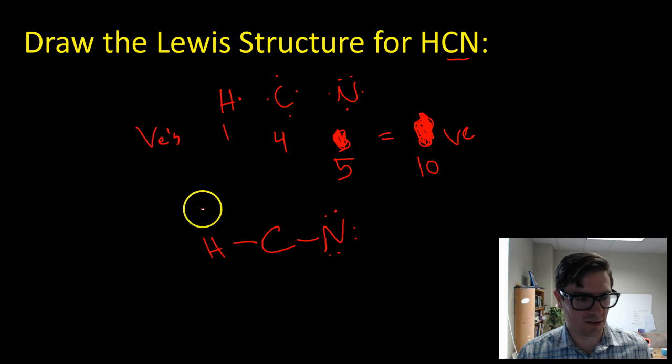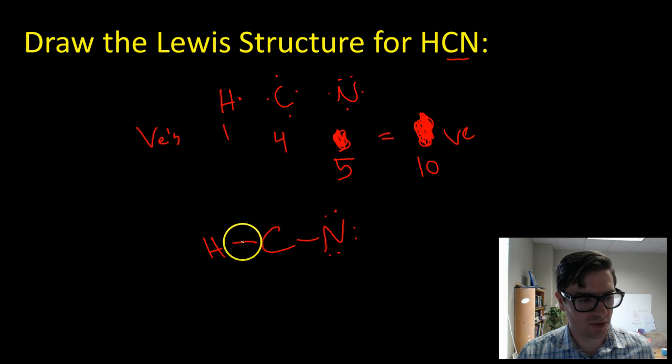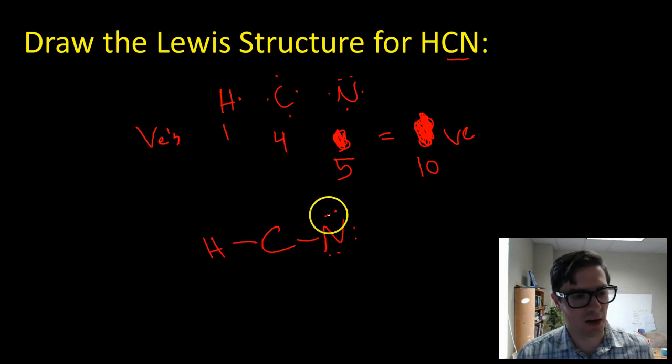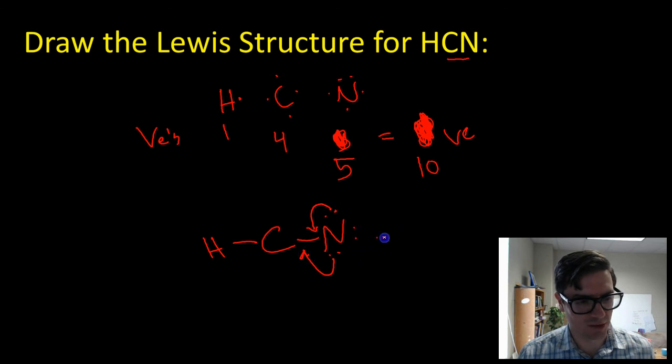Now we look for our octets. Hydrogen has its octet fulfilled. Nitrogen has 1, 2, 3, 4, 5, 6, 7, 8. But carbon only has 1, 2, 3, 4. So carbon is missing 4 electrons. So what we're going to do is have nitrogen form 2 more bonds here, and so this is what we call a triple bond.